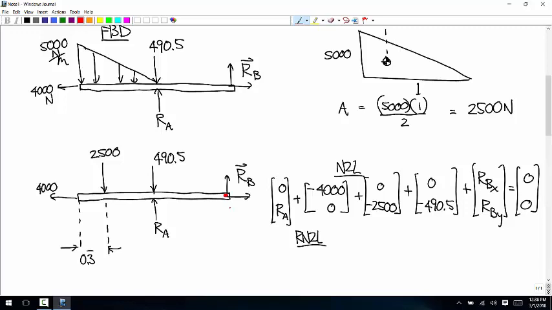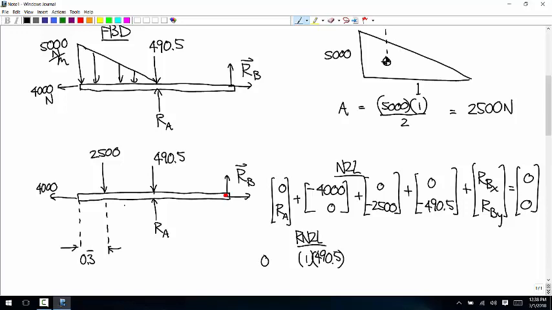when you're dealing with a horizontal beam like this, you're only worried about the vertical components producing moments, because the horizontal loads always have a line of action straight through whatever your about point is. So what's the moment arm for that force RB? 0, that's our about point. Then what's the moment arm for the 490.5 force? 1. The force is 490.5.